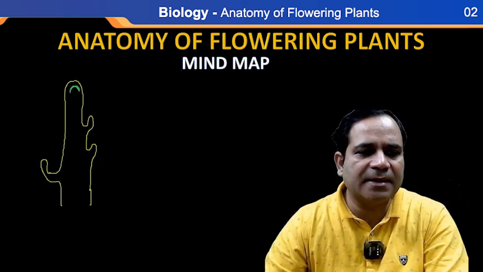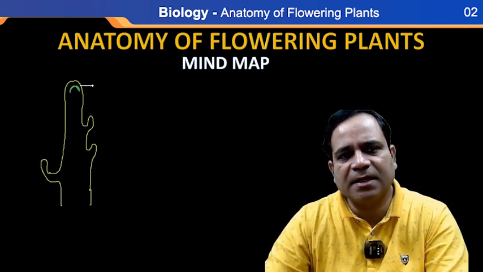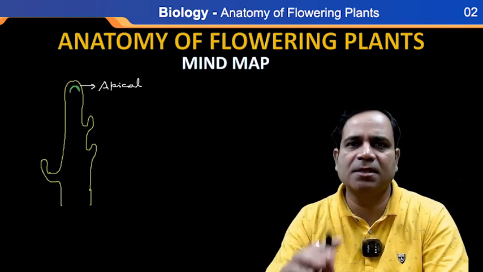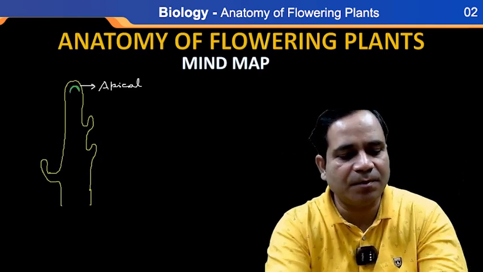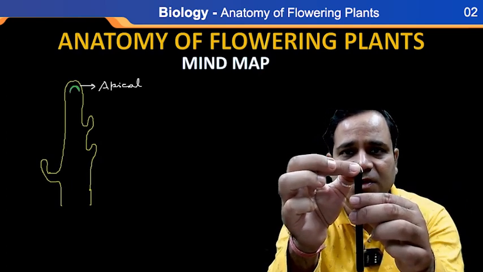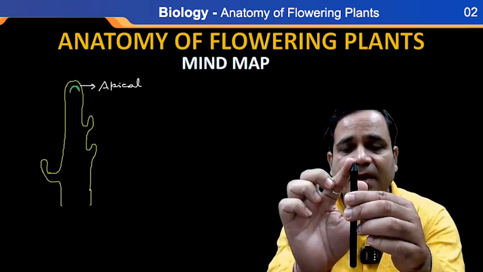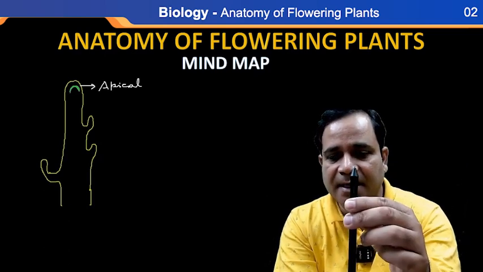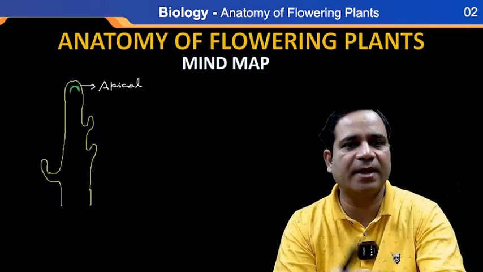Here I'm going to write the names of this tissue. This one is known as apical. Apical means apex. Suppose this one is the plant. If I say the apical region, it means the topmost region of the plant. So here is the word apical. Not only the stem apex, the root apex is also known as apical. Stem apex is also known as apical.